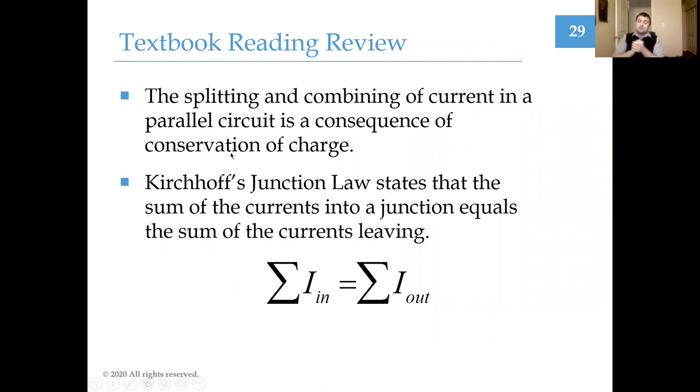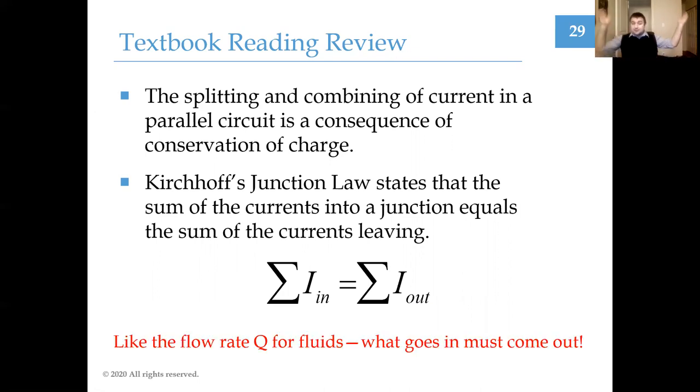Now, we've already implicitly used one of these really important ideas, which is that when current meets up at a junction, it will split into various paths, and it will then recombine on the backside of those paths at the other junction. This is a statement of one of two what are called Kirchhoff's rules or Kirchhoff's laws for a circuit. The first of which is called Kirchhoff's junction law. It essentially states exactly what we've said up to this point. The amount of current that comes into a junction must exactly equal the amount of current that leaves that particular junction. And again, you've seen this before.